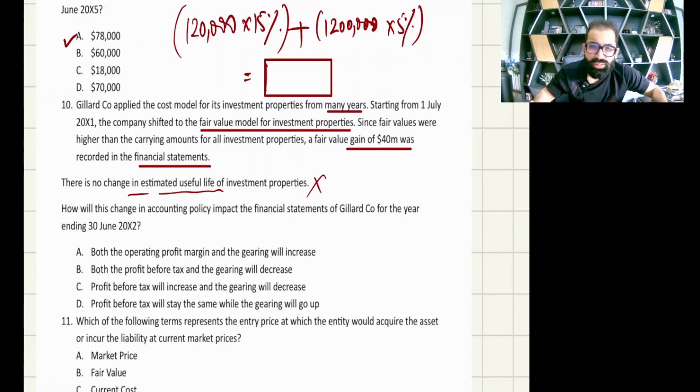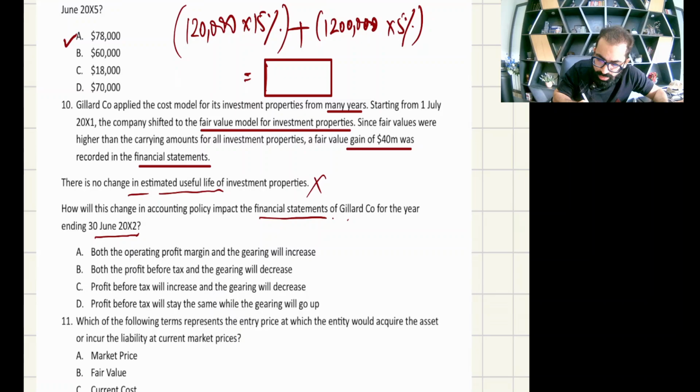Hope you remember this. How will this change in accounting policy impact the financial statement for the year ended 30th June X2? See this, please. The camera is being stuck for a while. It's creating problem, but don't worry, I'll fix it.